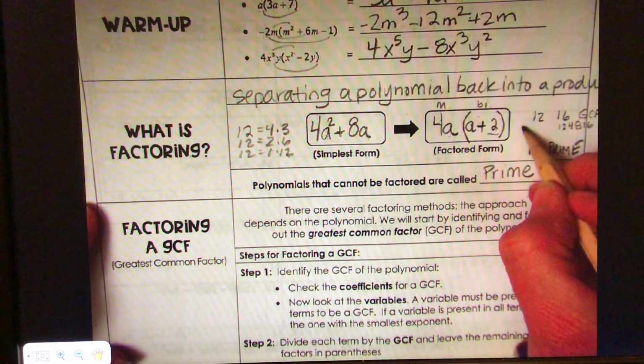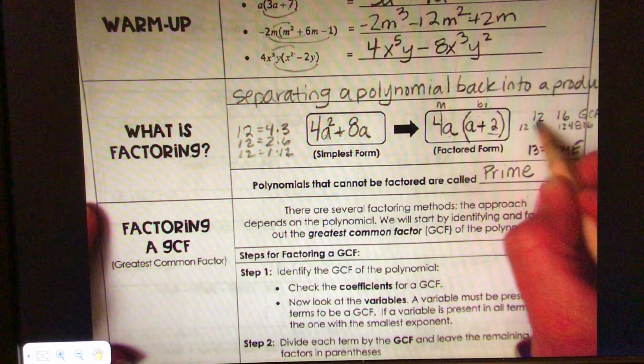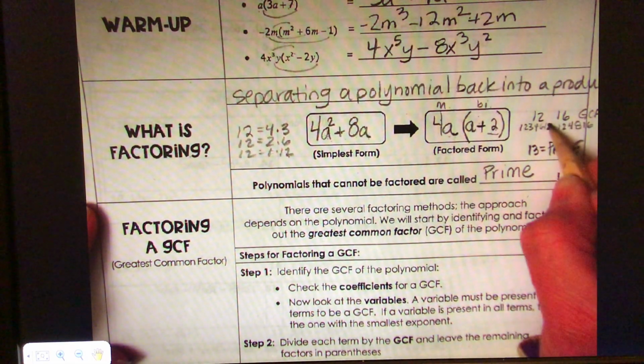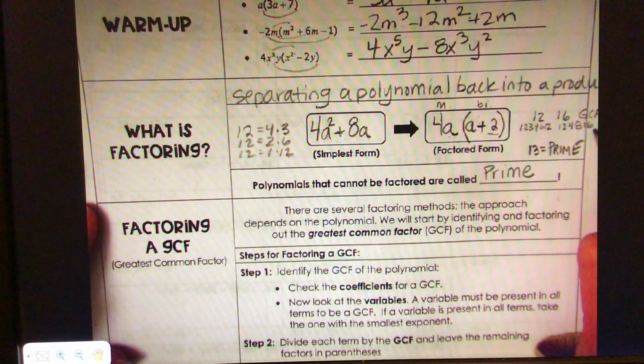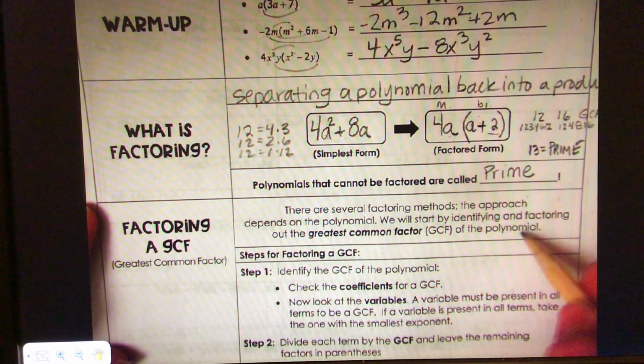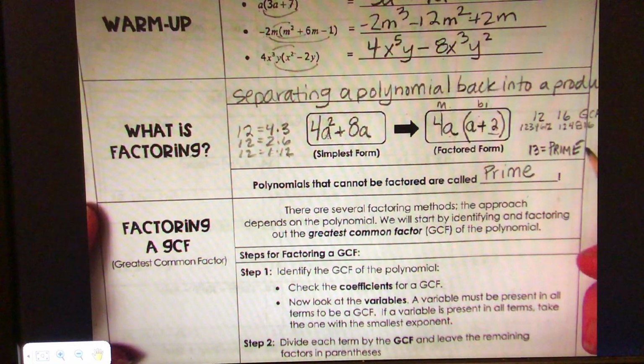I could do the same over here. I could do 1, 2, 3, 4, 6, and 12, right? 12 has a lot of factors. And then I could analyze this and decide, well, what's the greatest number they have in common, and I could look at 4. Well, it's kind of similar when you have these more abstract ideas like polynomials.